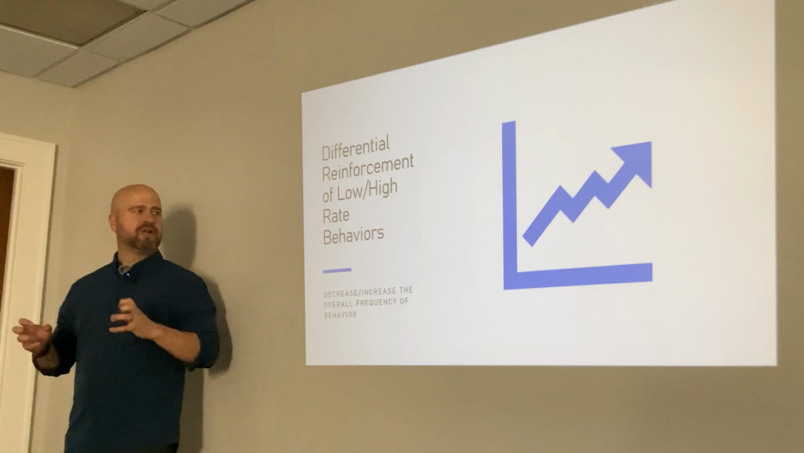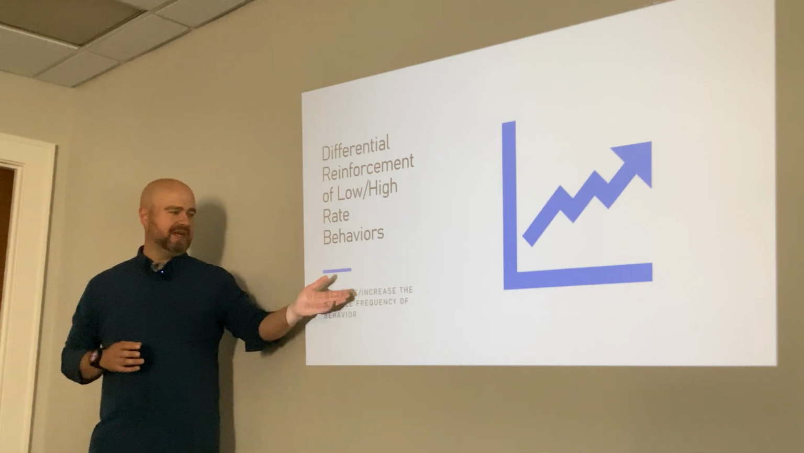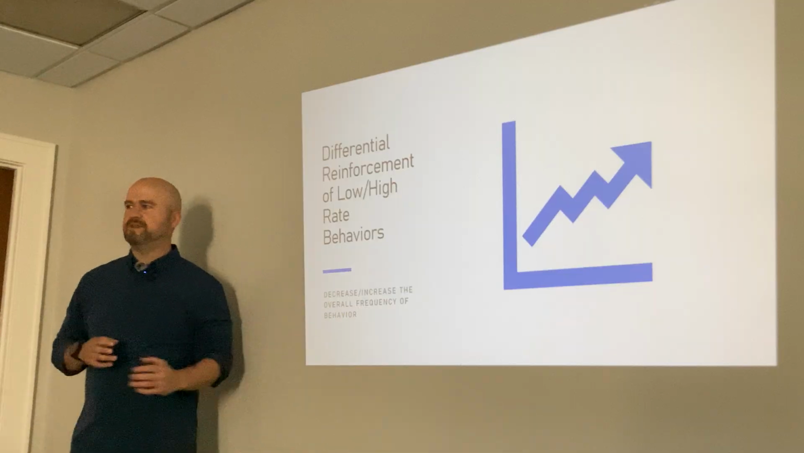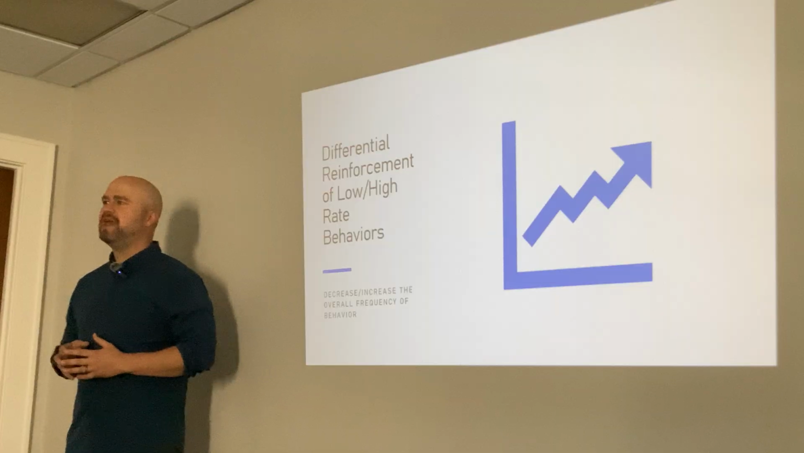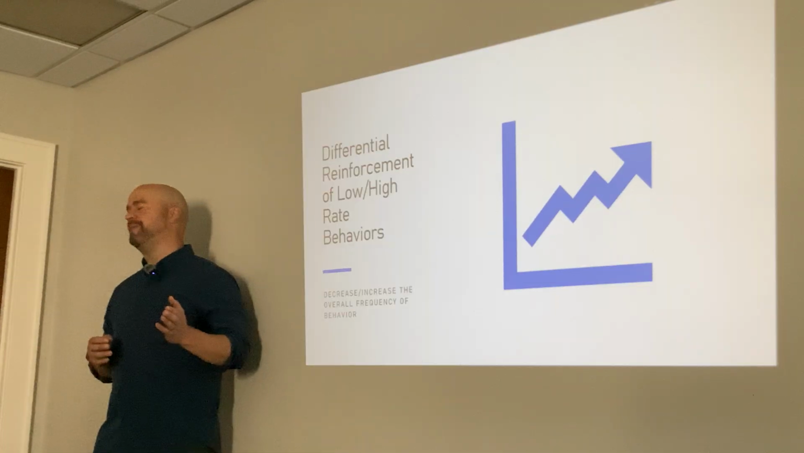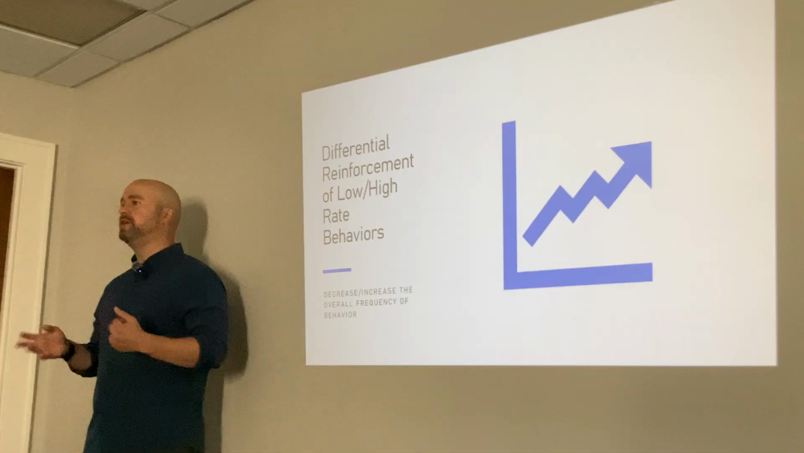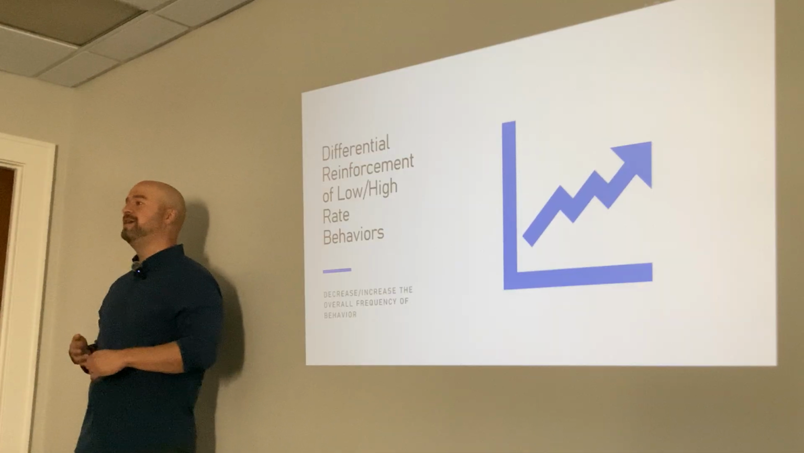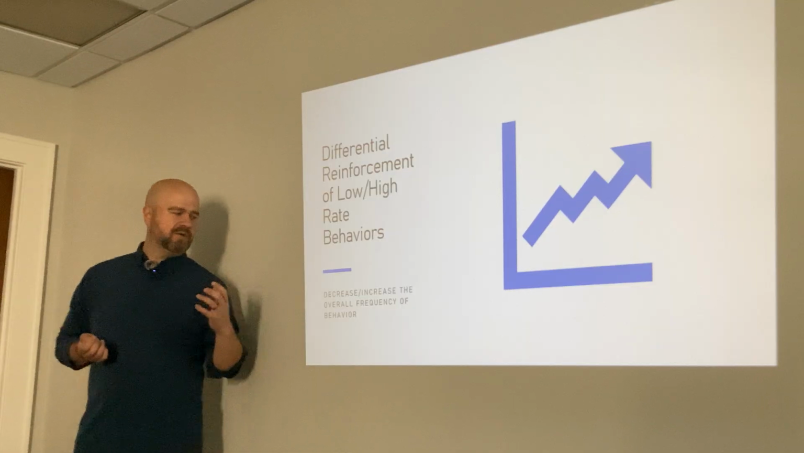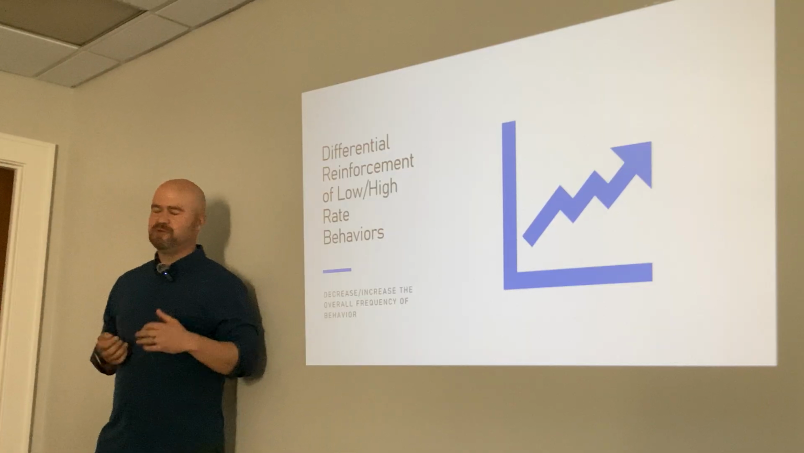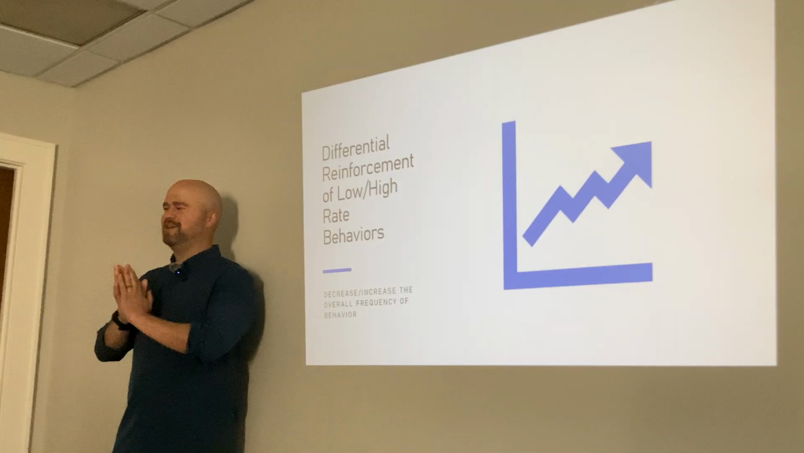Differential reinforcement of low or high rate behavior. And this is just a decrease or increase the overall frequency of behavior, but not eliminate, right? So some behaviors happen in high frequency that could be maladaptive, that we don't want to eliminate because they're good behaviors, but they're occurring in behavioral excess way too often. So we would want to decrease it to a more appropriate rate. What's a behavior that describes that, can you think of?